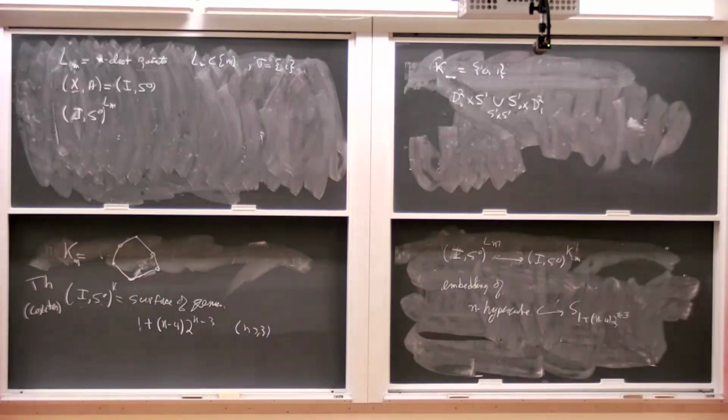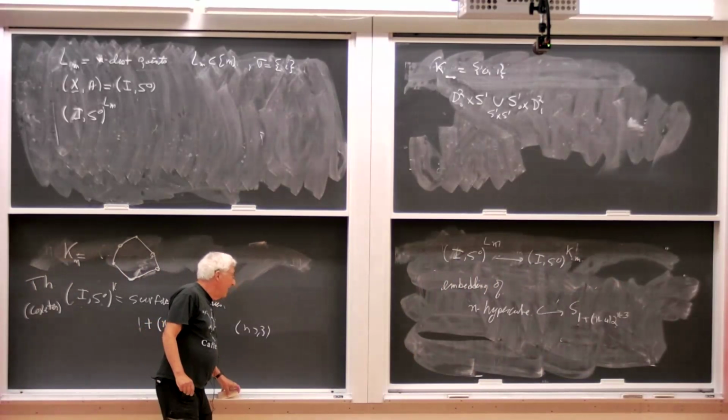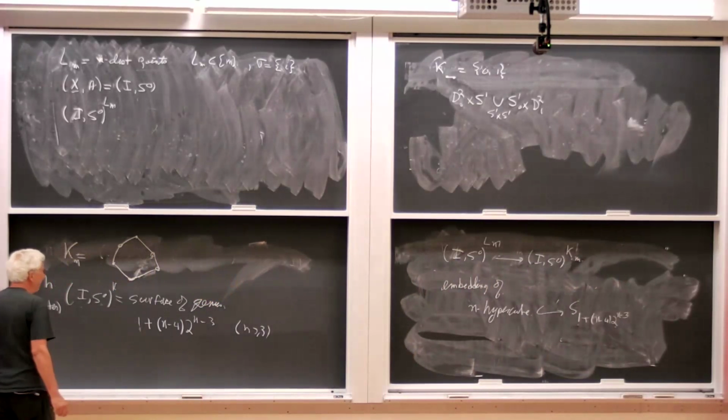Excuse me? Well, if you do a square, n has to be at least 3.